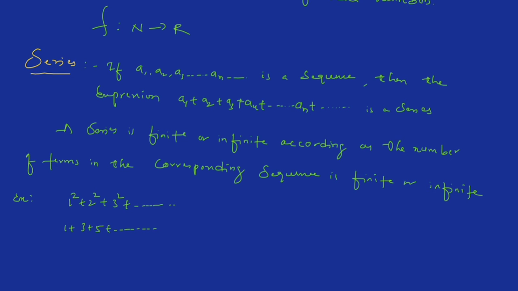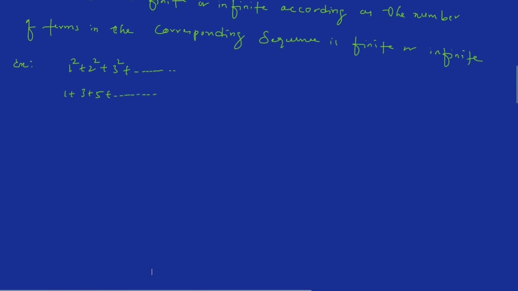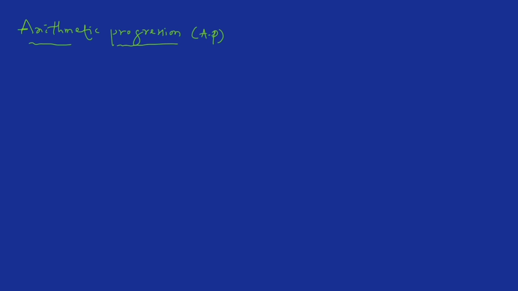So next we will come across arithmetic progression, AP. Next, the third one is AP, arithmetic progression. Let's see the next definition. Arithmetic progression, in short we can say AP, right? So what is arithmetic progression? Let's see.